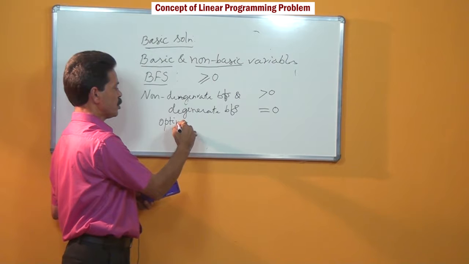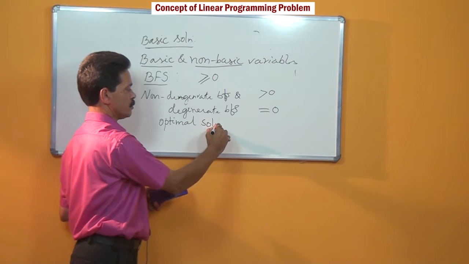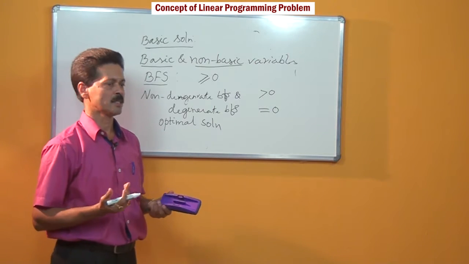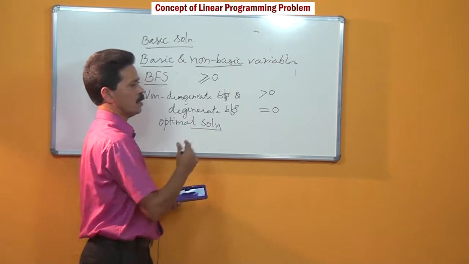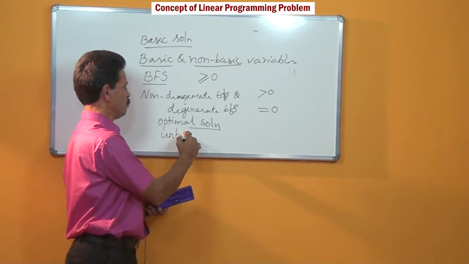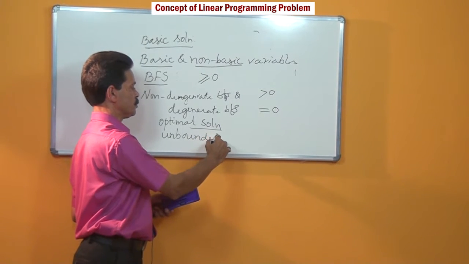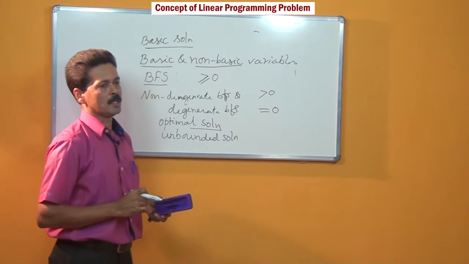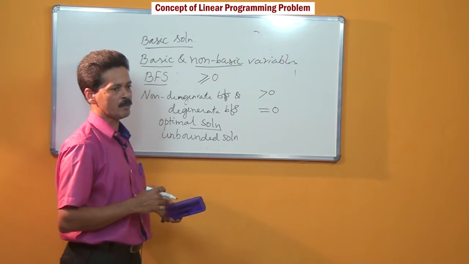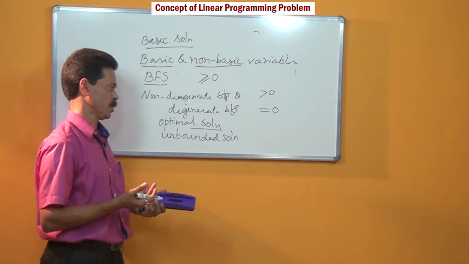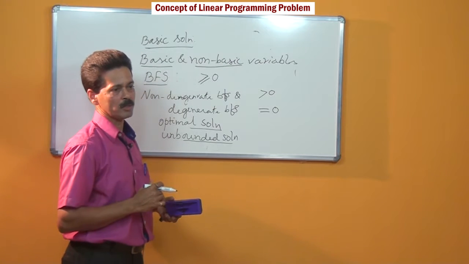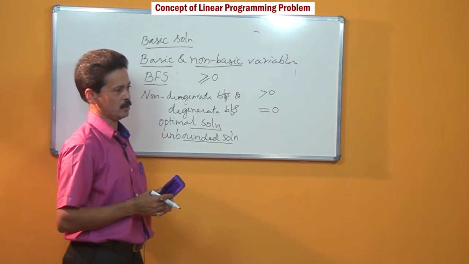Next, optimal solution. Any feasible solution which optimizes the objective function is called an optimal solution. Next one, unbounded solution. If there are feasible solutions for which the objective function can be made arbitrarily large or small, then the linear programming problem is said to have an unbounded solution.